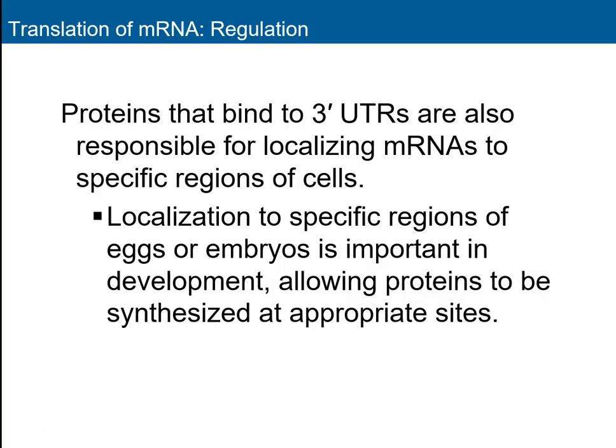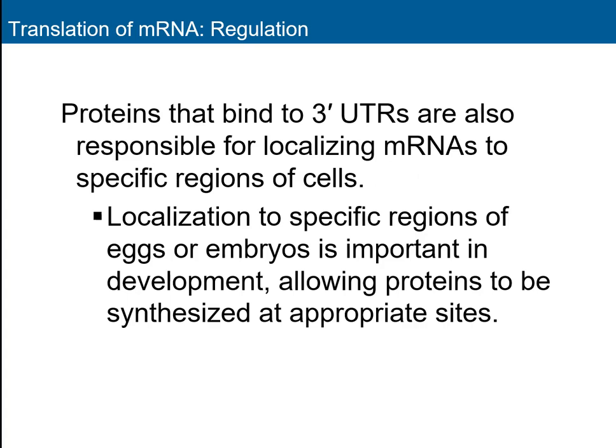Another function of proteins that can bind to those 3' UTRs is that they're also involved in localizing certain mRNAs to specific regions of cells. This type of thing is important in eggs or embryos for development, meaning that you have to identify and localize specific proteins to specific areas of that developing embryo. Say, a specific area where the brain's going to develop. You need to make sure you can localize certain proteins there.